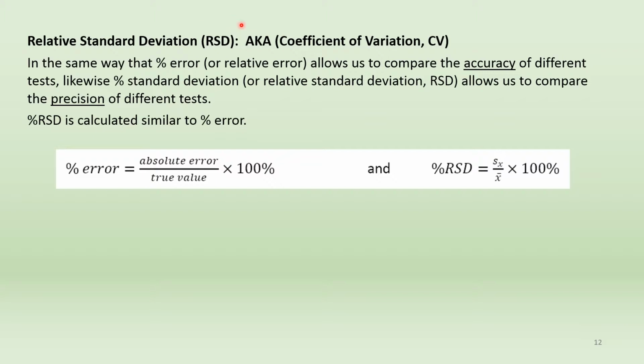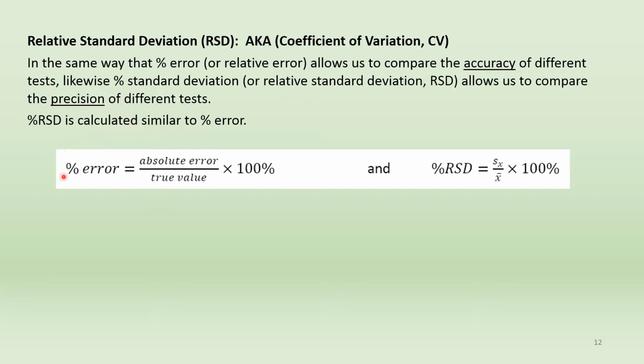Relative standard deviation, also known as coefficient of variation, really important tools in the chem lab. So in the same way that percentage error or relative error allows us to compare the accuracy of different tests, well, likewise the percent standard deviation or relative standard deviation allows us to compare the precision of different tests. And percent RSD is calculated similar to percentage error.